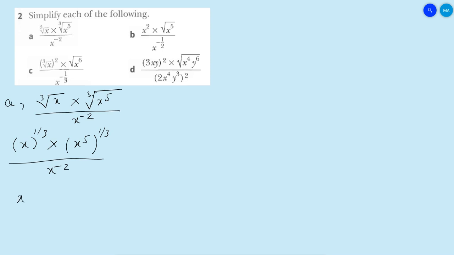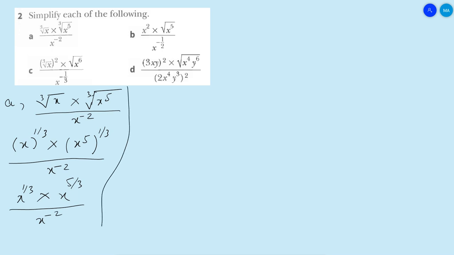Now x to the power 1 upon 3 into this is x^5, and the whole power is 1 upon 3. So power to the power is multiply. 5 into 1 upon 3 is 5 upon 3. So this is x^(5/3) and x to the power minus 2.